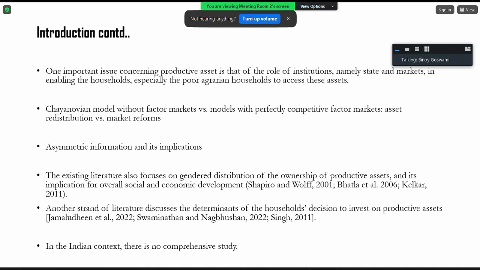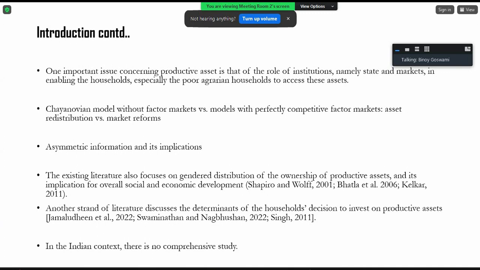And then another strand of literature looks at the determinants of the household's decision to invest in productive assets, as well as the extent of investment. Now, in the Indian context, when we look at the literature, we come across certain studies, particularly the ones that I have cited above. But none of these studies are comprehensive in nature.